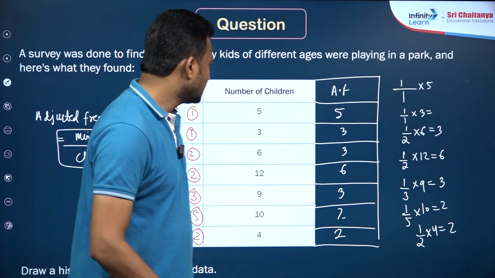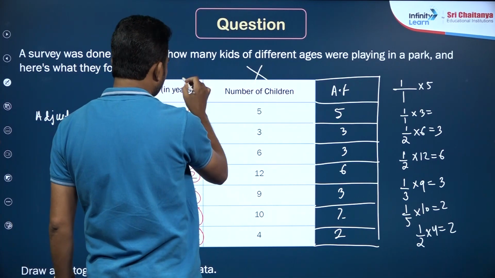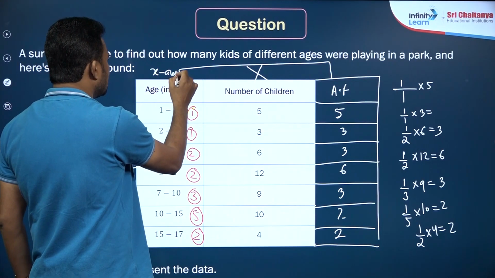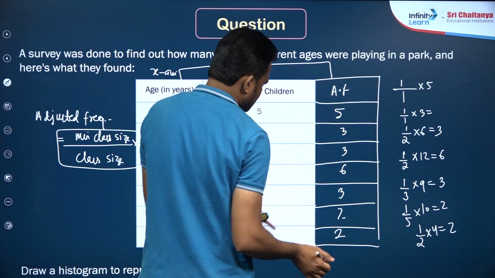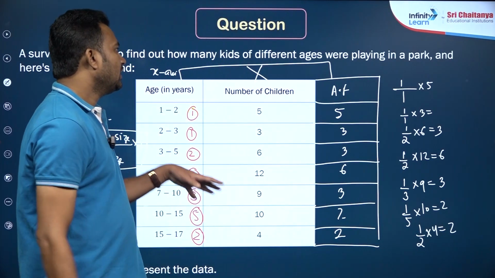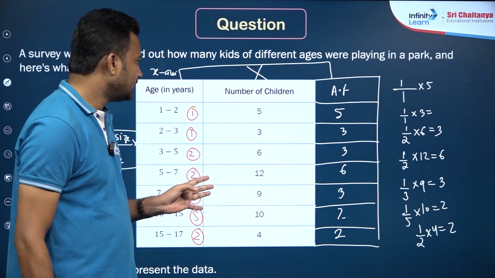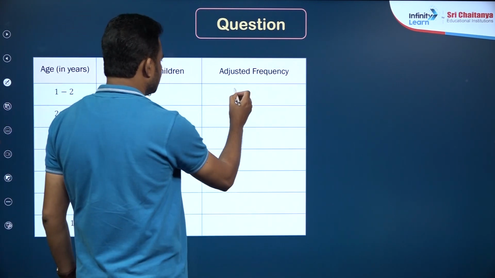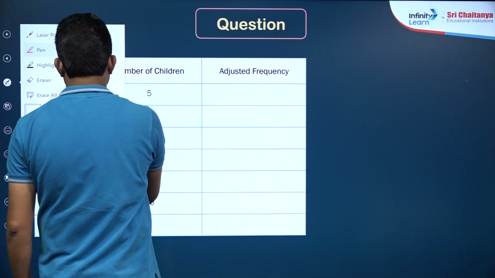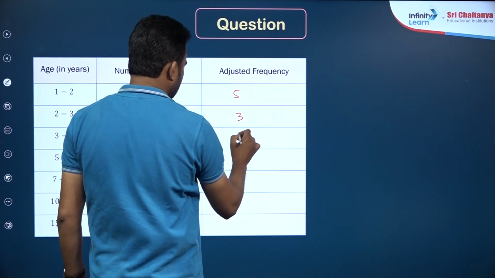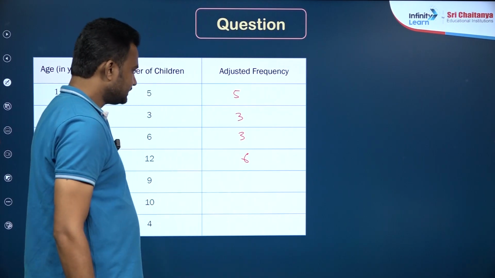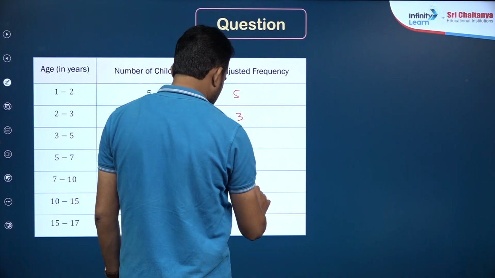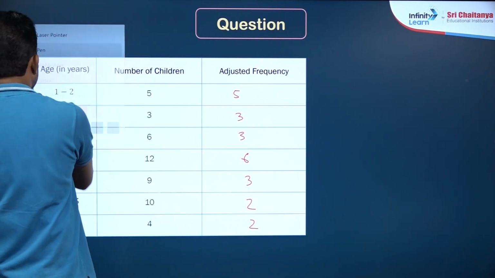Now what we will do guys, we will forget this frequency, we will focus on these two. This is the class interval that will be represented on the x-axis, and this is the adjusted frequency. So we use the adjusted frequency in this case to draw the histogram, right? So what are the adjusted frequencies? 5, 3, 3, 6, 3, 2, 2. So let us draw the histogram.